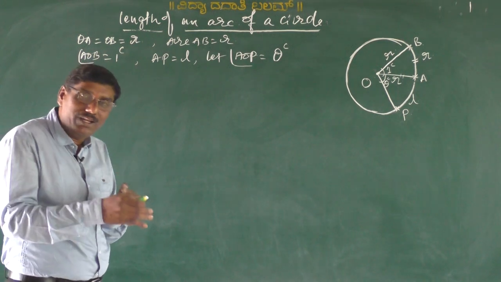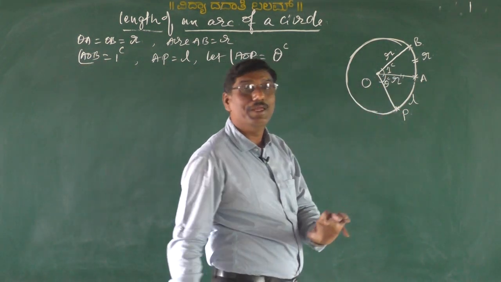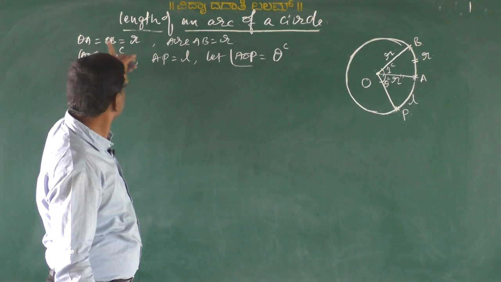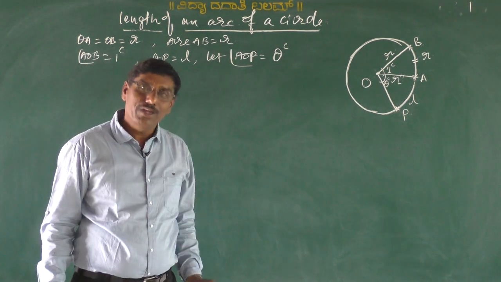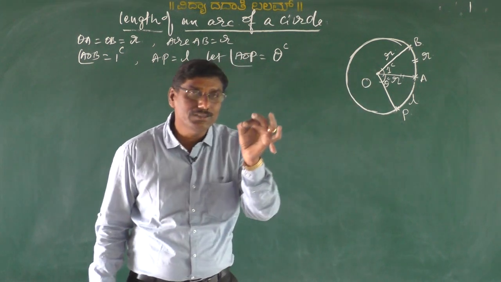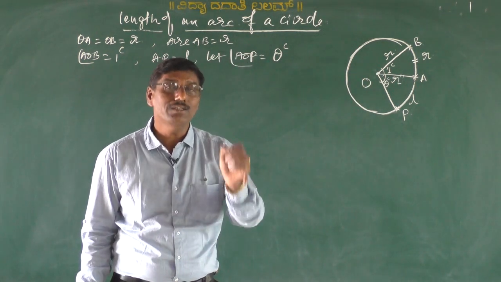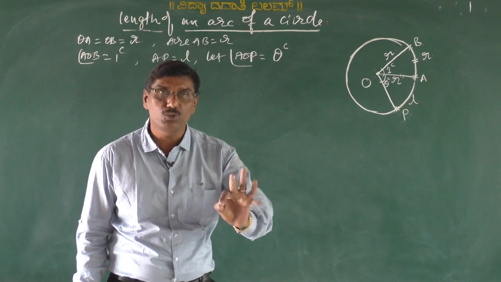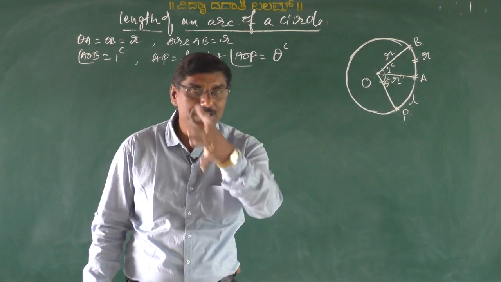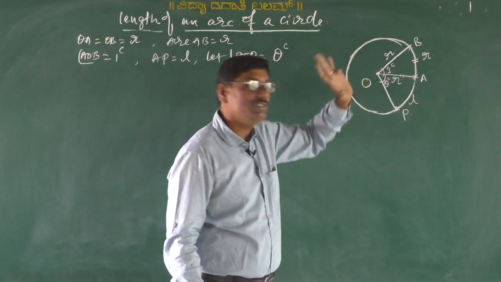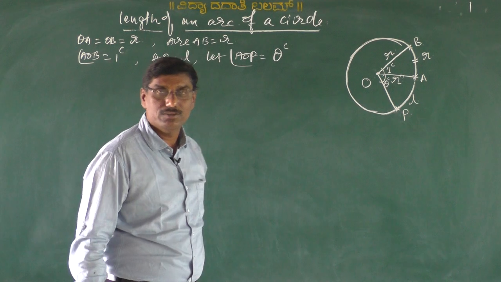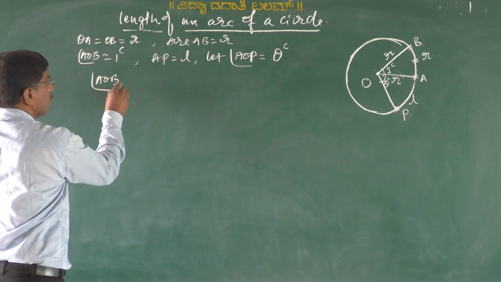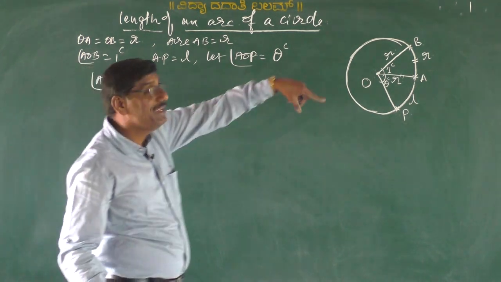Now, our aim is to find out the length of an arc AP, that is L. For that, see here, by considering these, the angle formed at the center, or the angle subtended at the center of a circle, is always proportional to the length of an arc, isn't it? That means angle AOB is proportional to arc AB.